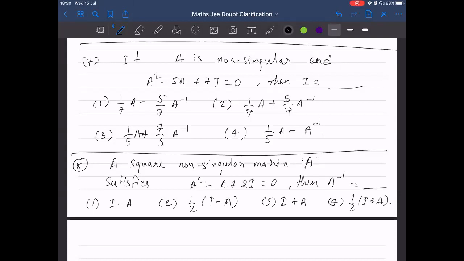We can note these two problems, and these are pretty simple. Both are of the same procedure. Both are involving A inverse. But in this problem, they're asking I in terms of A and A inverse. Here they're asking A inverse in terms of I and A. You can also think like this: sir, what if they ask A value? Yes, A value in terms of A inverse and I. That also they can ask.